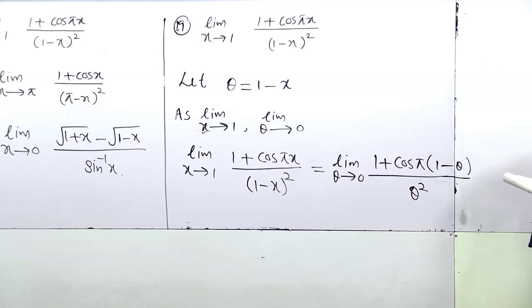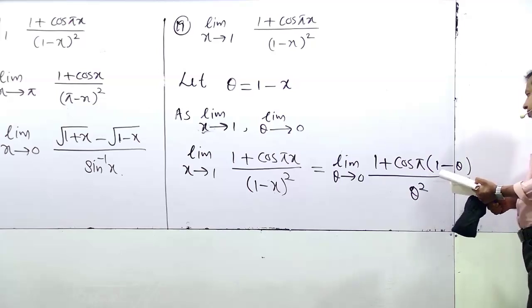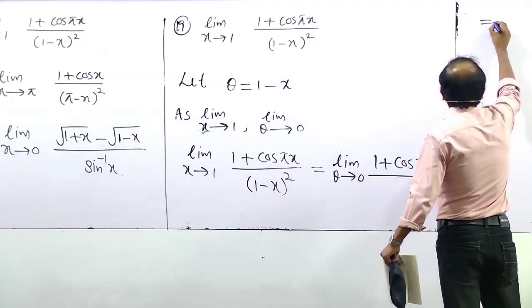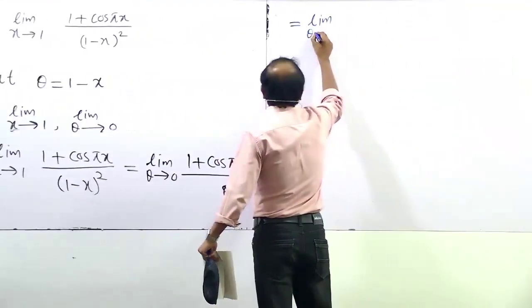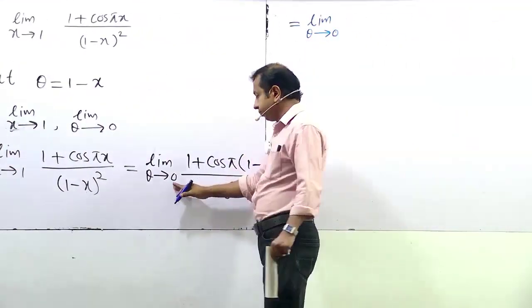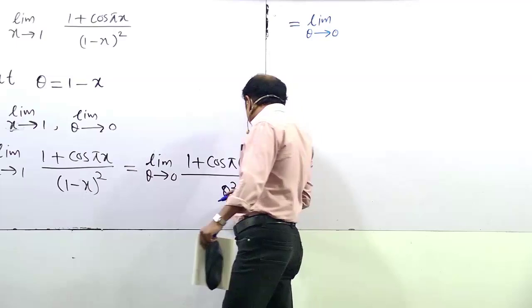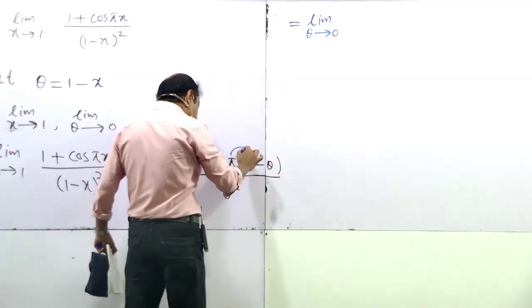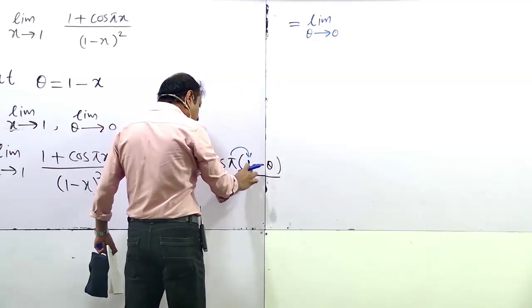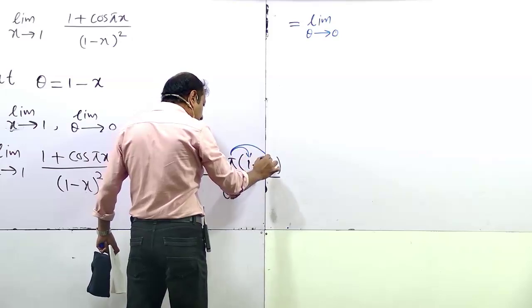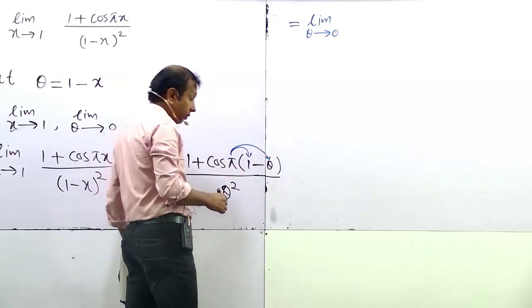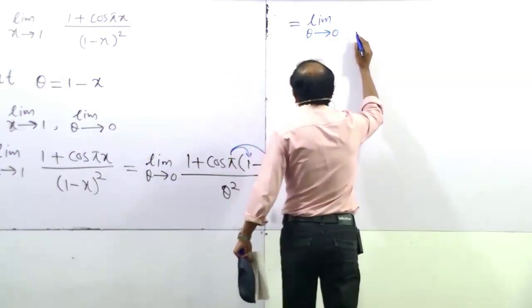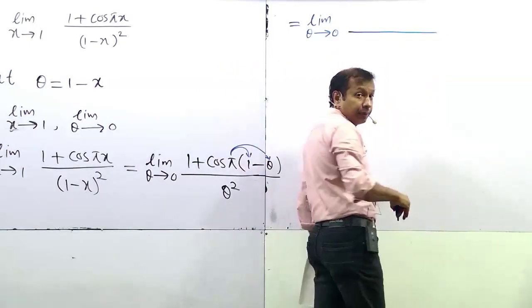Yes, now let's see how to do this. Limit theta going to 0 here. People, I bring this pi inside. Pi into 1 is pi. Pi into theta is pi theta. Right? Like this. Right?